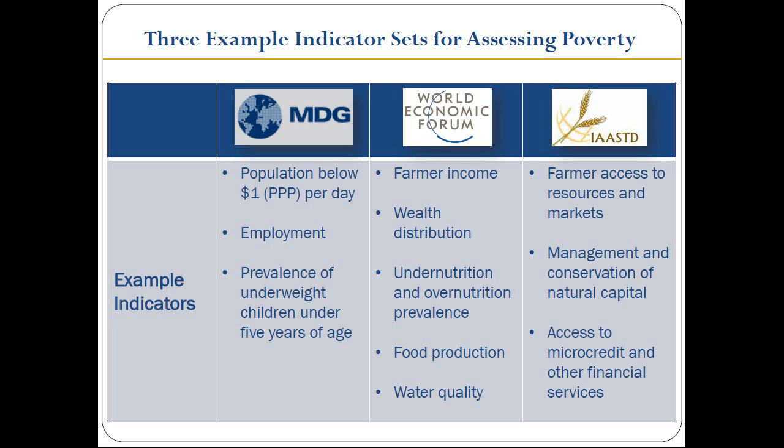Yet regardless of the focus, you can see that each indicator is useful at measuring at least some component of the poverty issue, whether this be the current population in poverty, potential drivers of poverty, such as employment or farmer access to markets, or measures of progress for combating poverty, such as access to microcredit. You can also see how an indicator like undernutrition and overnutrition can cross over to other issues as well, such as nutritional status, for instance.